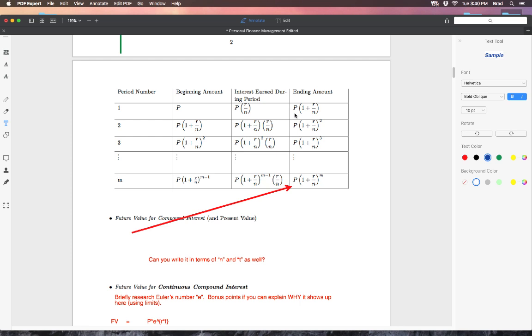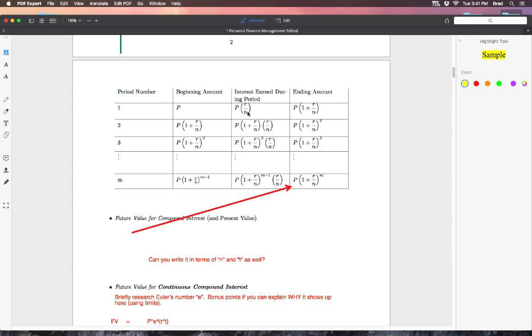And then at period two, this ending amount of period one becomes our new beginning amount. And then we earn interest on that. So this beginning amount is multiplied by our rate, again split up depending on how many times per year we're compounding.